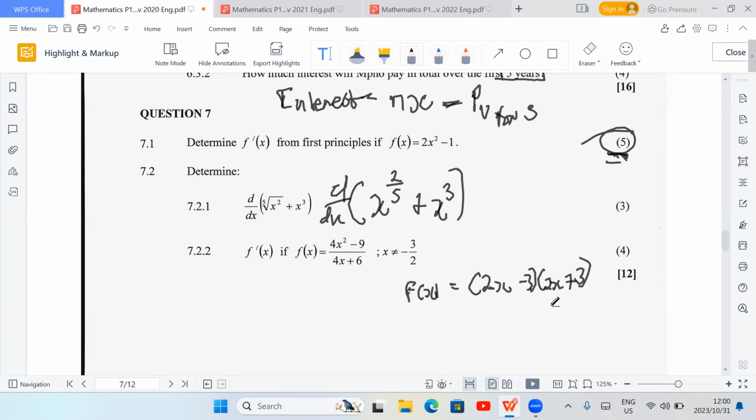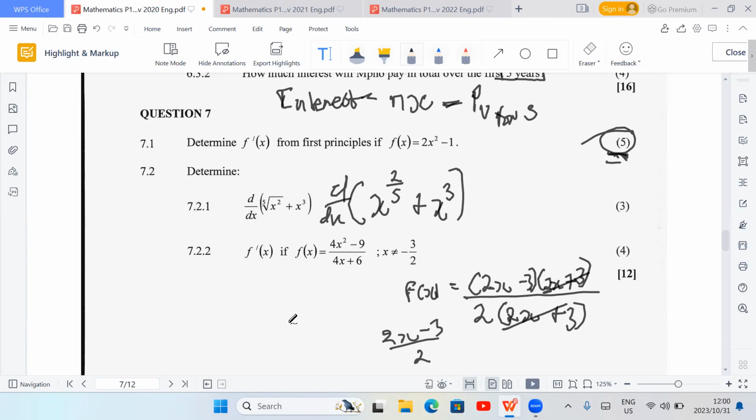Now with this, you know that you are always aiming to cancel out some of the stuff that would be left. So if you are looking at this, you can see that there is a common factor of 2, and if you factor out 2, you'll be left with 2x plus 3 here. At this moment, you can see that this and this will cancel out. So you'll be left with what? You'll be left with 2x minus 3 over 2.